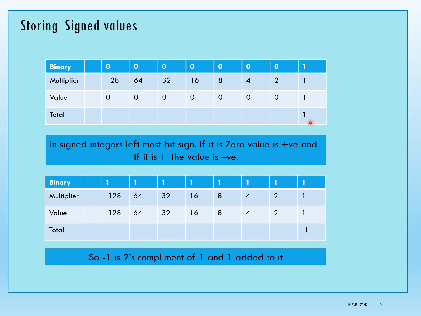So if you take a 1 in binary format, make its 2's complement, and add a 1 to it, it will become minus 1. I will explain again in the next slide, maybe in a slightly different way.